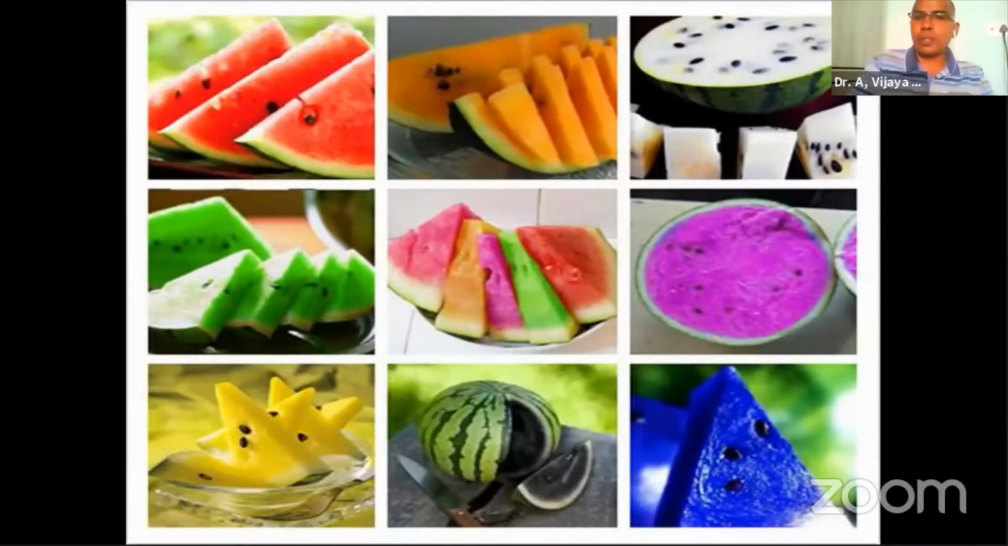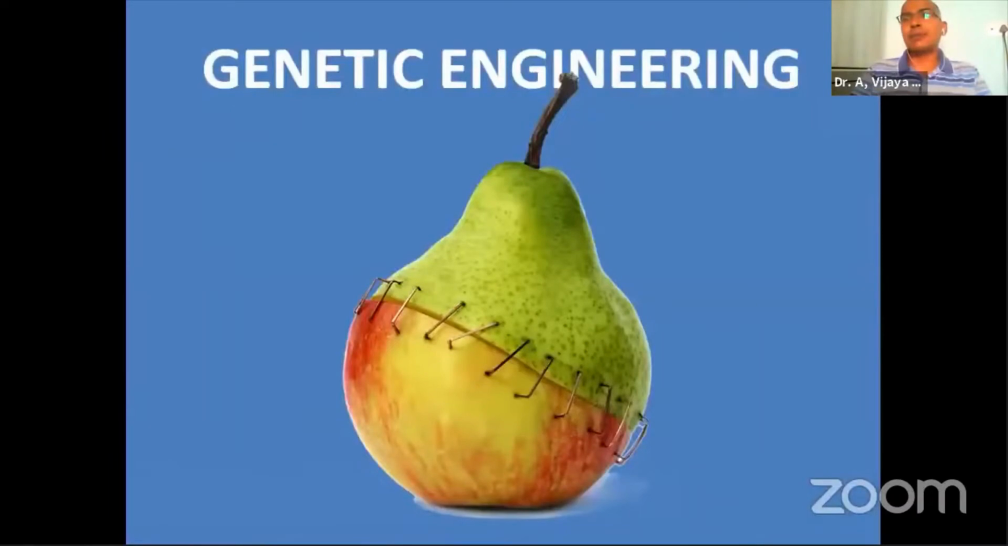Genetic engineering lets you combine characters or get new things like flavors. If you want different flavors in one fruit, that's possible. Or if you want to change the color of the fruit inside, that's possible. This is all just manipulating the genes. Manipulating the genes gives you diversified things. So this is all about the genetic level of diversity.